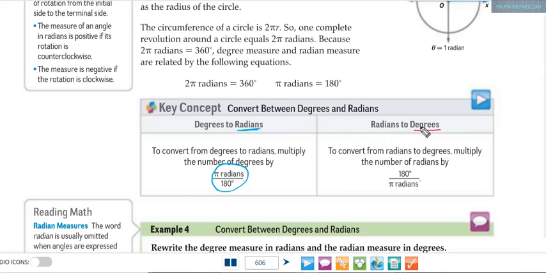Now, if your aim is to find the degrees, from radian to degrees, I will give you the radian and ask you for the degrees. So you need to put the degrees up: 180 degrees over pi. So just keep this in mind. You need the degrees, you put the degrees up. You need the radians, you put the pi up. And so on.